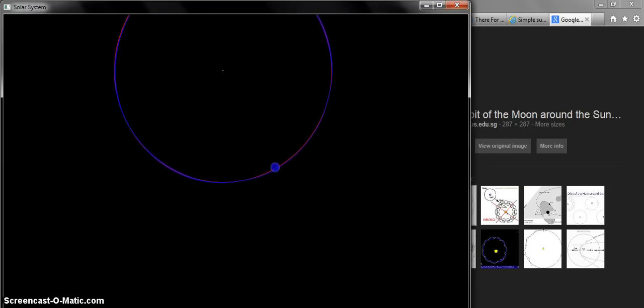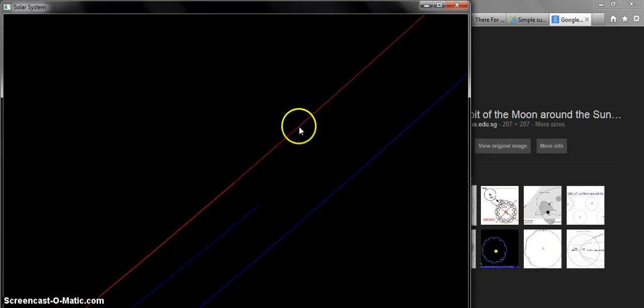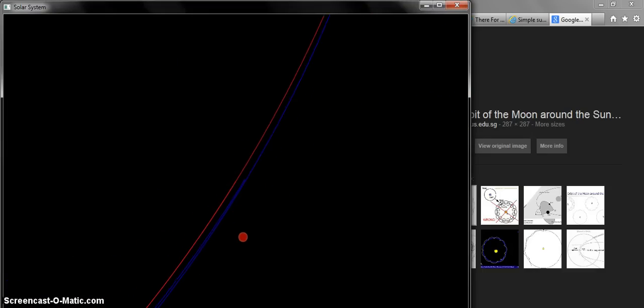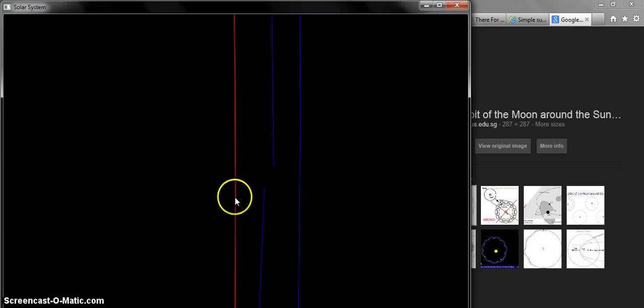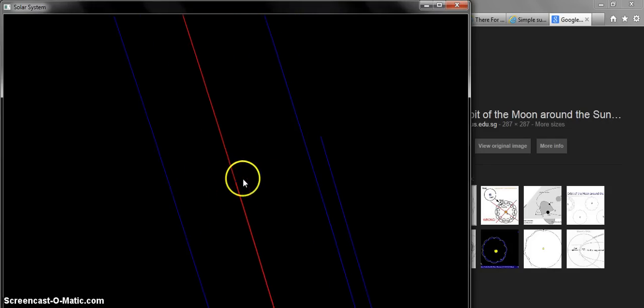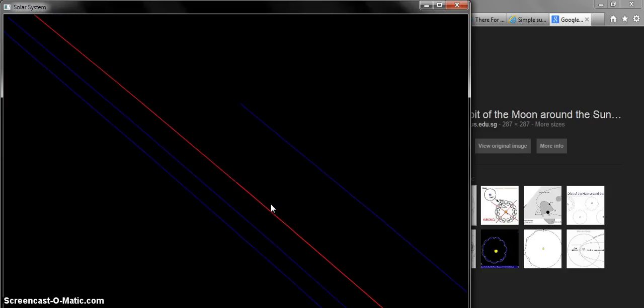So to conclude, yes, it is possible to model the motion of the moon around the sun. However, if you have noticed, there have been points where it would appear like the moon is hitting the Earth and going through the Earth. That is due to initial settings.